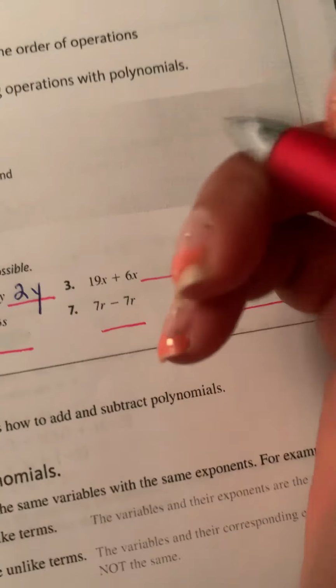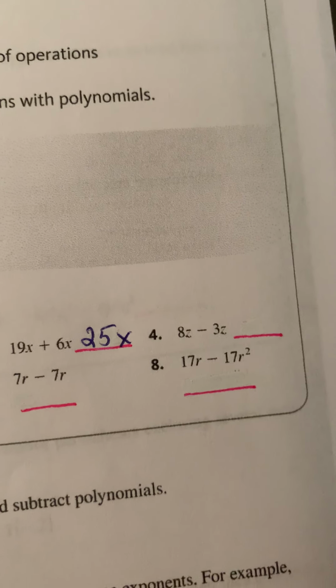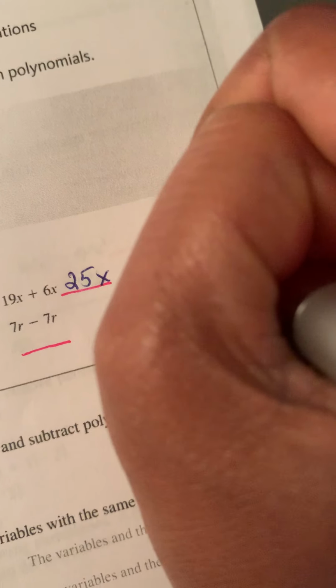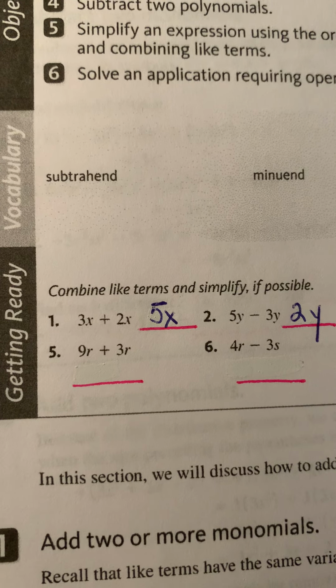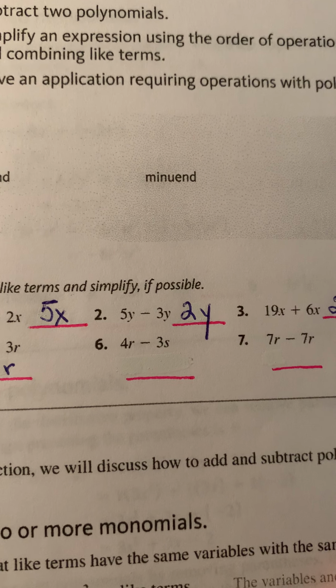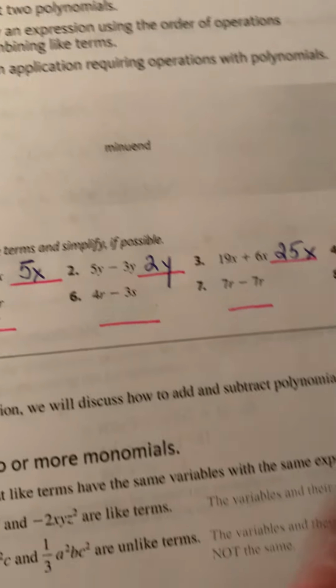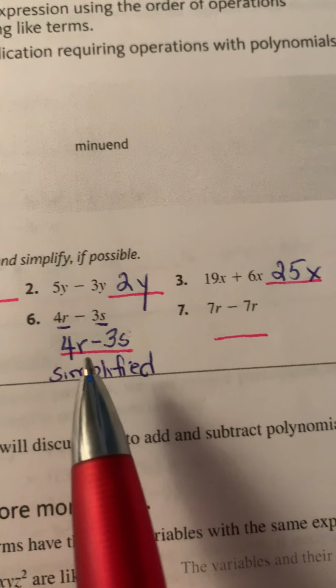19x plus 6x is 25x. 8z minus 3z is 5z. 9r plus 3r equals 12r. For number 6, the answer is 4r minus 3s. These are not like terms, so you would leave this answer alone or say, Miss Thomas, this is already simplified. There's nothing I can do with this. The answer is correct. You cannot do r minus s.